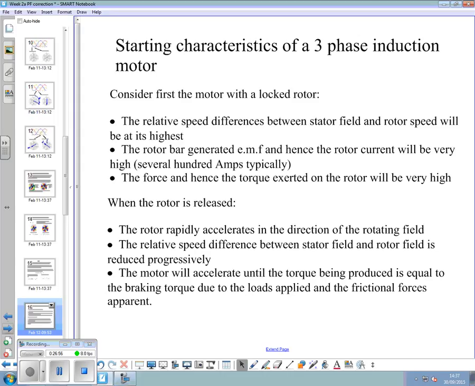So when you get an equilibrium between the forces due to the torque of the motor rotating and the forces of friction and load, the motor will sit at that stationary or equilibrium speed.